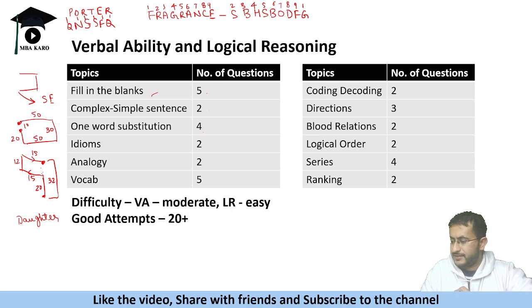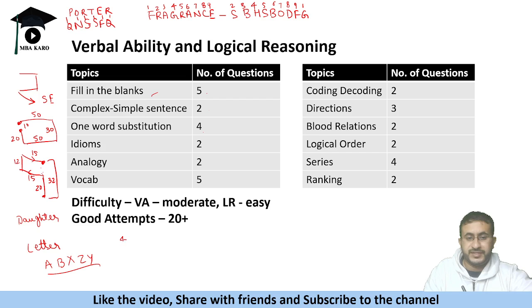Then there were questions on series. Some were letter series, which were slightly confusing. They were lengthy, meaning there were five blanks and you had to fill them. These were doable, in which you were getting A, B, X, Z, Y. That was the last blank that we were getting. And then there was a number series which said 4, 11, 4, 7, 11. So this was an easy question.